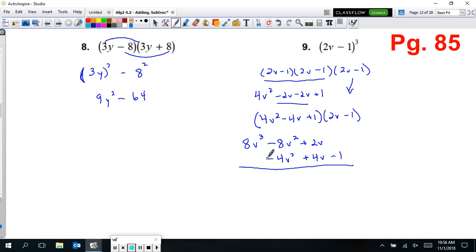Combine like terms, so our 8v to the third, and then it has our negative 12v squared, and then our positive 6v here, and then minus 1 at the end. So there's our final answer for multiplying this binomial to the third power. We get this four-term polynomial. So like I said, it's not that hard. If you just remember there's three of them, and you just take two at a time, multiply two at a time, combine like terms, and you get your answer.